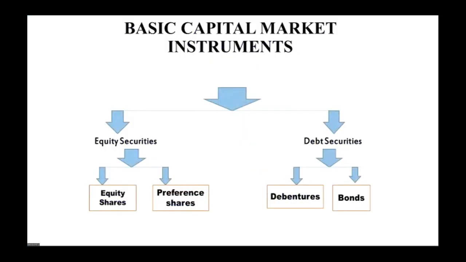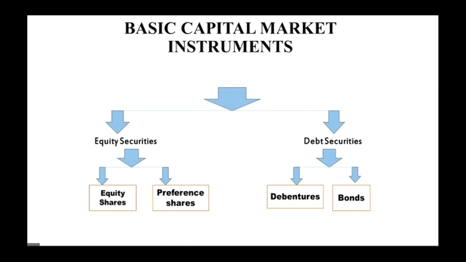So let's look at the basic capital market instruments. Look at the screen. Now we have equity securities and we have debt securities. So in equity securities, we have equity shares, and in the other one, we have preference shares. Remember, equity is the share you hold in your company. All of you own companies with CSC. Then in debt securities, we have debentures and bonds.